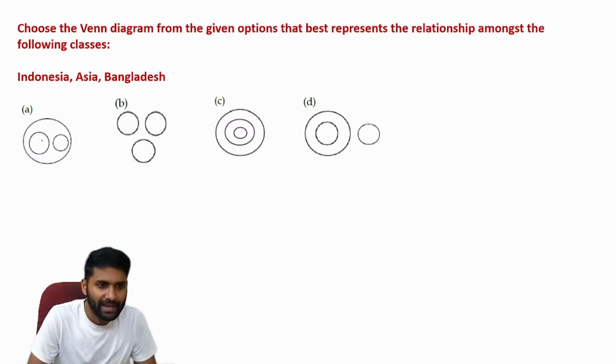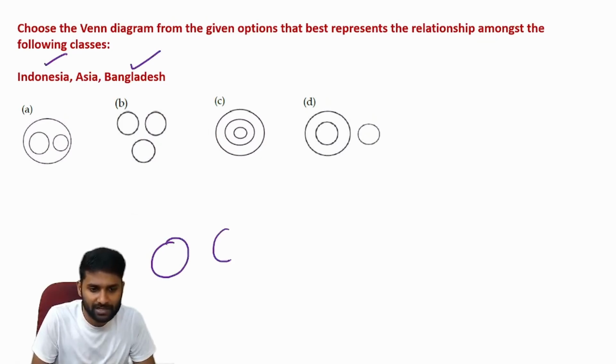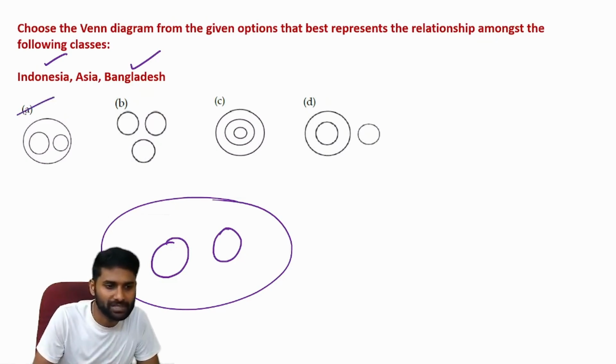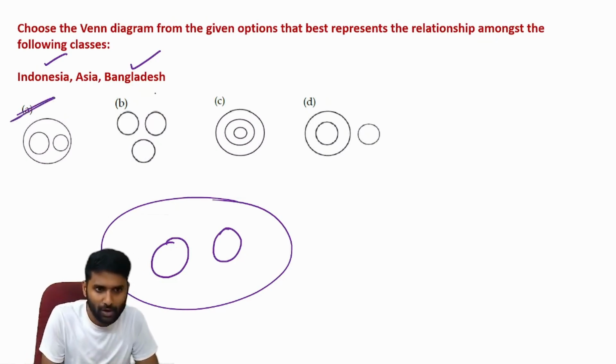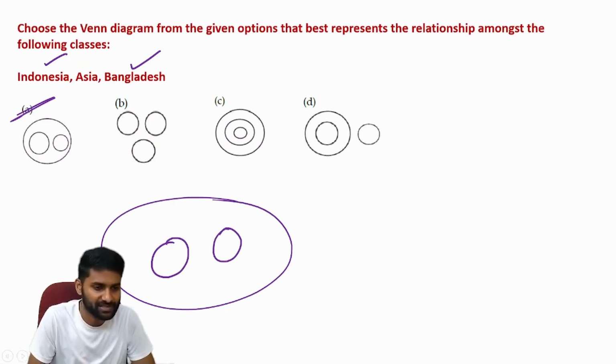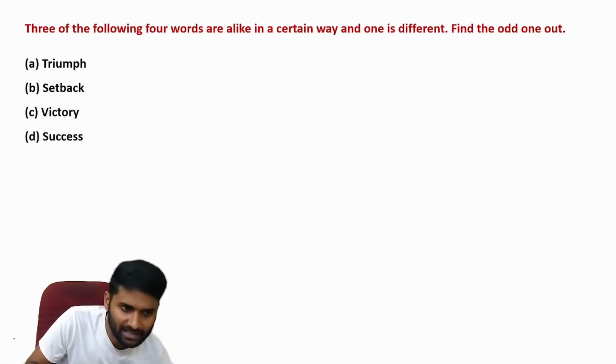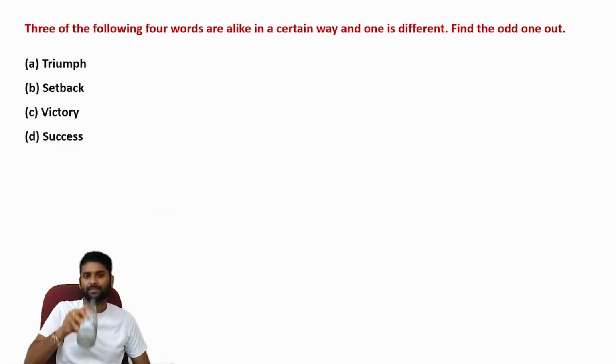It's very good. See, Indonesia and Bangladesh both are countries, two different countries. There is no relation between those two countries, and both countries belong to the Asia continent. So one is a continent, both are countries, and those two countries are part of Asia. That's why the suitable answer is A. You have to convert this information into pictures in terms of circles. Very good. Next: Trump, setback, victory, success. What is the odd one out here?